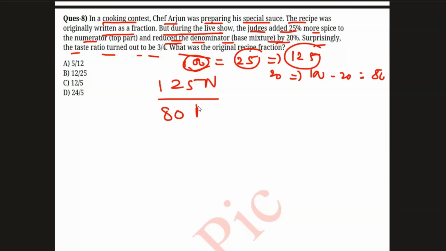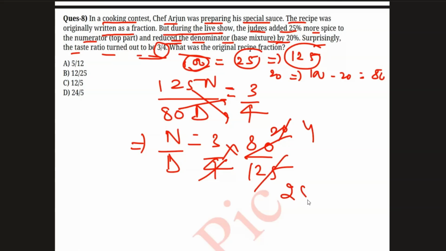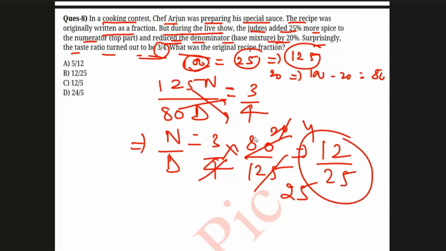Then the fraction becomes 3 by 4 according to the question. The question said the ratio turns out to be 3 by 4. Now let's solve this fraction. Then it will be n by d equals 3 by 4 times 80 by 125. So we have to solve this only. 4 fives are 20, 4 fives are 20 and 5 fives are 25, so it is like 3 fours are 12 and 25. So 12 by 25, which is option B. So option B is the correct option.